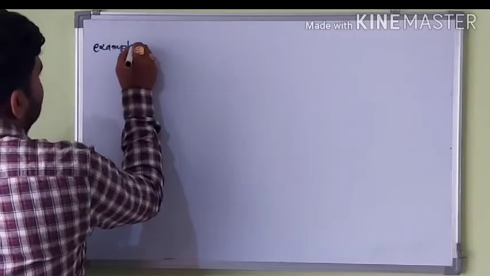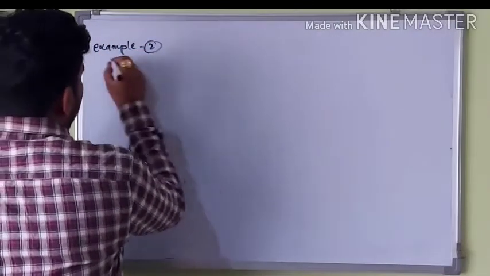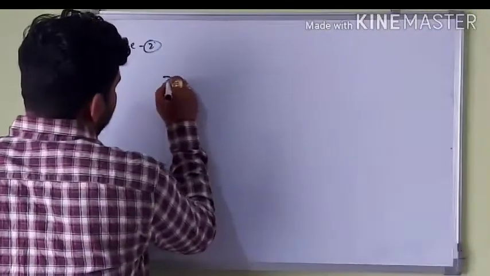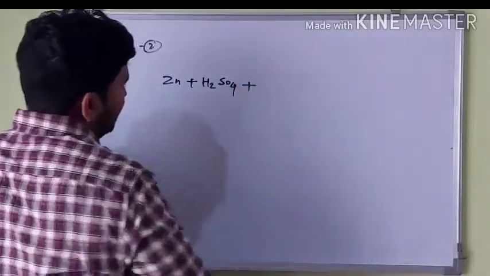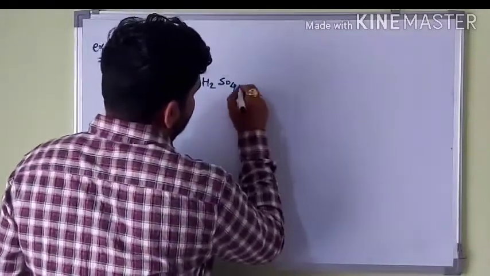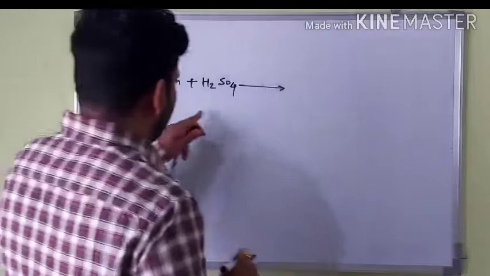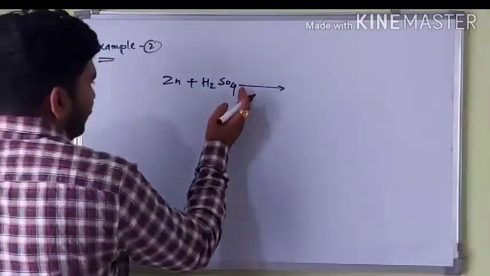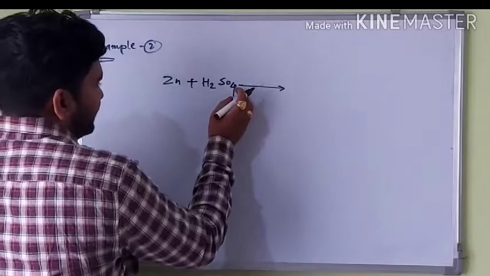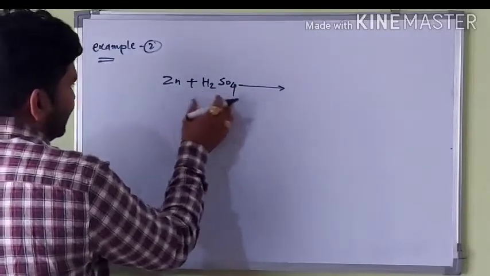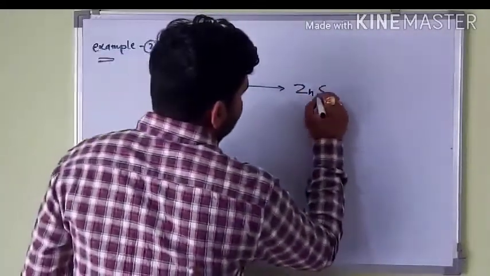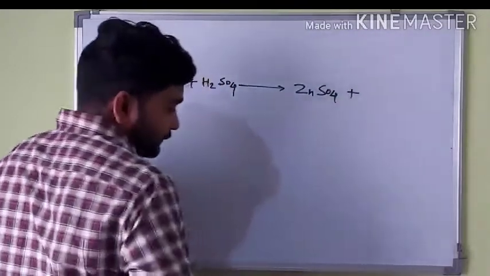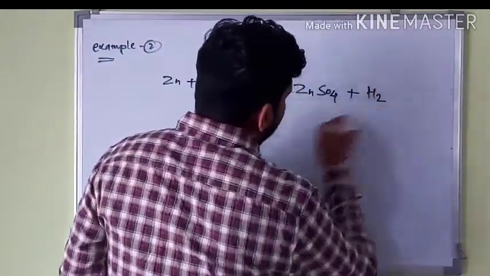Example 2 of a balanced chemical equation. There is one with zinc, H2SO4, it implies an arrow. The tail of the arrow shows the reactants and the head of the arrow shows the products: zinc sulfate plus hydrogen.